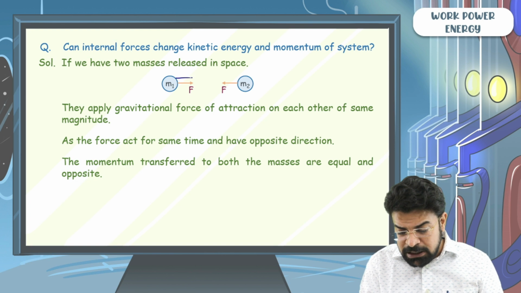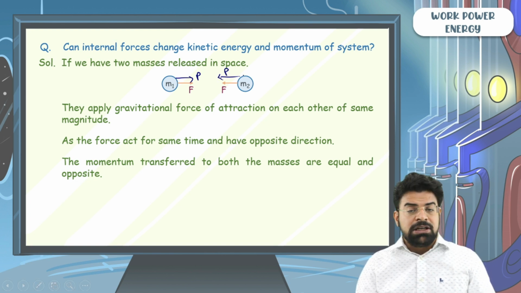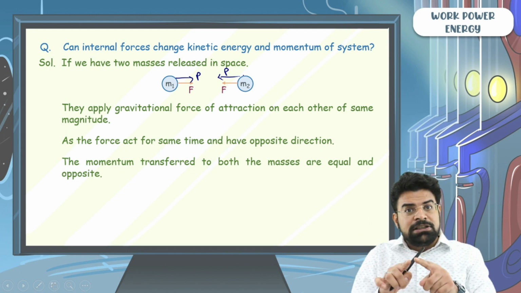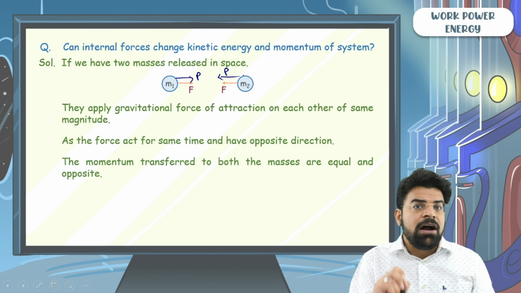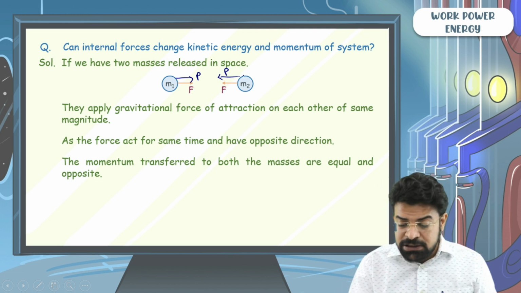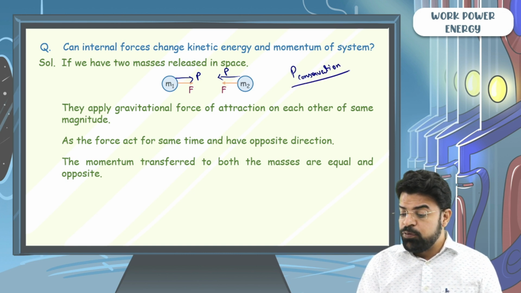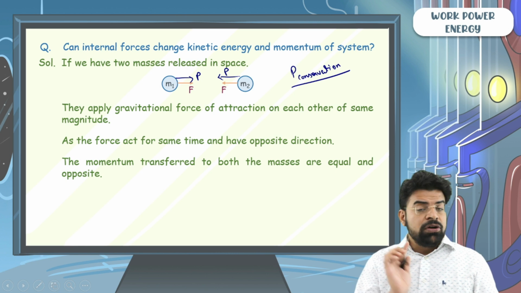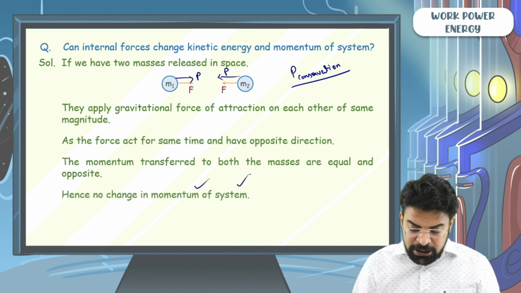If the first mass develops a momentum p towards right and the second a momentum p towards left, the net momentum of the system remains unchanged. So remember that internal forces can't change the momentum of a system. That's why when we do momentum conservation, we say that the net external force should be 0, because internal forces can't change the momentum. Hence, no change in momentum of the system.